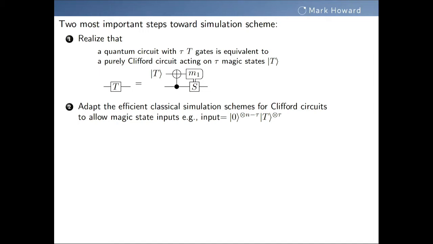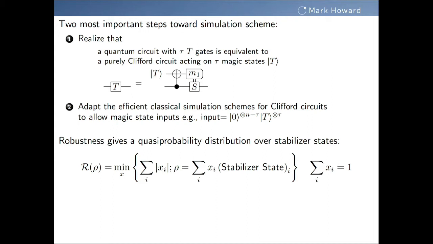So unfortunately, this is the third kind of definition of robustness, but they're all the same, and it's useful to jump between the different ones. Robustness is actually a quasi-probability distribution over stabilizer states. So what that means is that these xi weightings times each stabilizer state, you can decompose our state rho in terms of these stabilizer states and weightings xi. And these xi are going to sum to 1. So that's the bit that's like a probability. But the fact that they can be negative means they're quasi-probabilities.